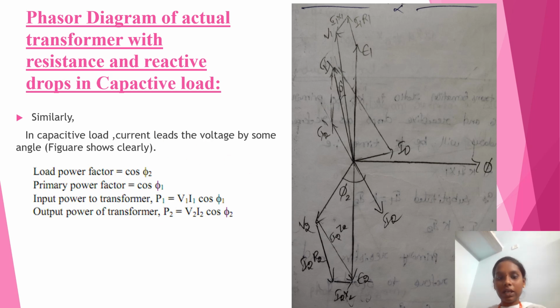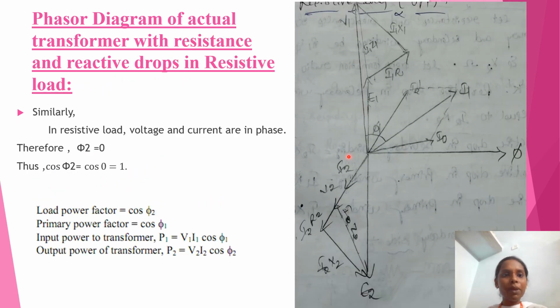The figure shows this clearly. Next, coming to the phasor diagram of an actual transformer with resistance and reactive drops in resistive loads. In resistive load, we already know that voltage and current are in phase. Thus the angle phi 2 is equal to 0, and cos phi 2 is equal to cos 0, which equals 1. So here V2 and I2 are in phase in the load. This is I2 R2, exactly parallel to I2. Next, X2 is perpendicular to this one.